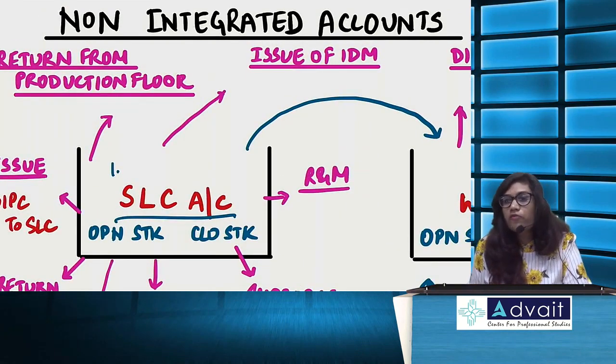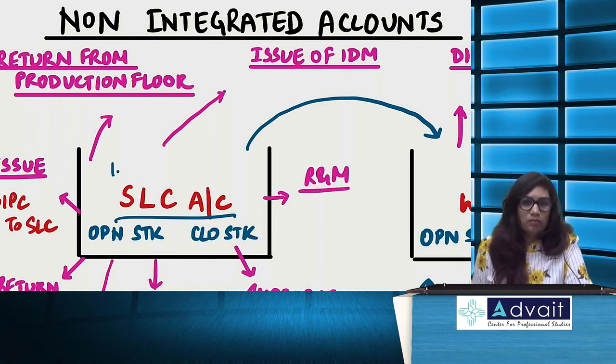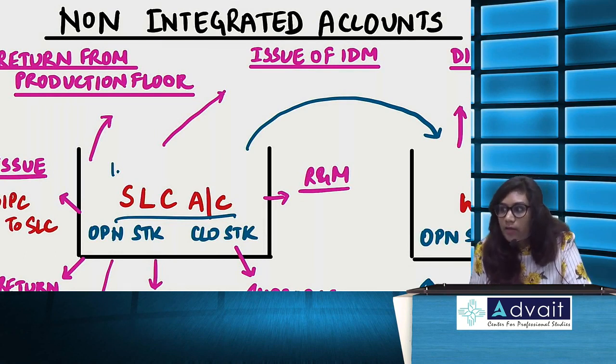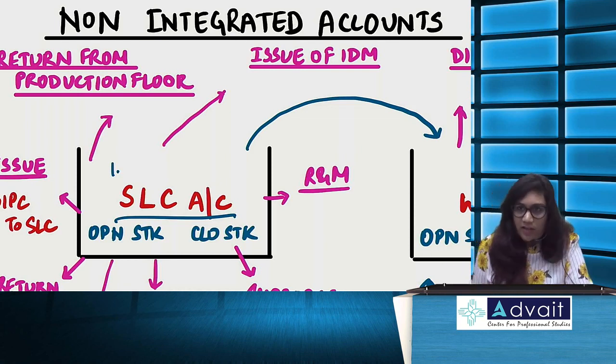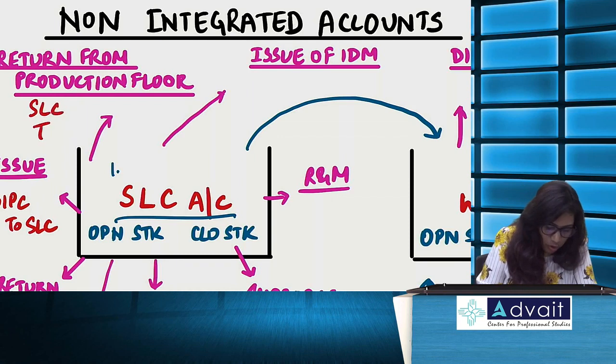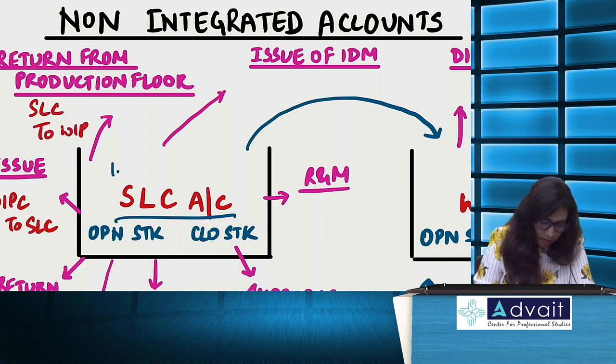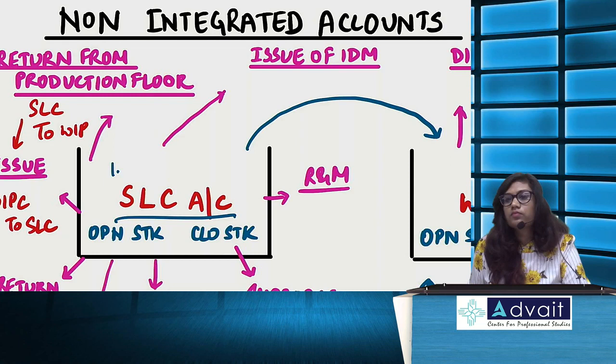Suppose the production floor didn't like my material. Now they'll transfer it back. Now what will the entry be? So SLC is receiving, stores ledger is receiving the material. So SLC to WIP, the reverse of this. Correct?